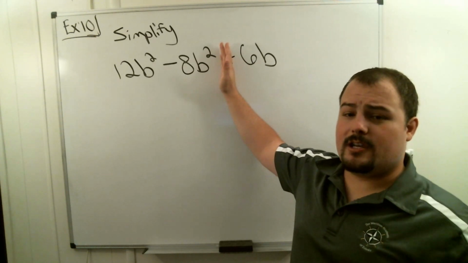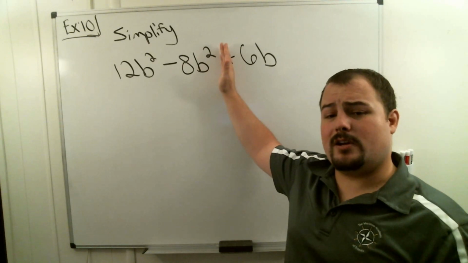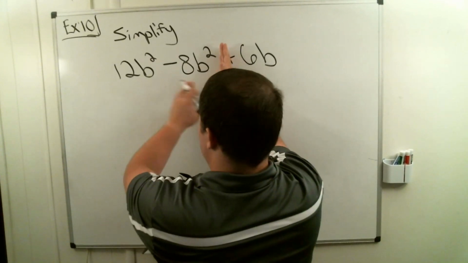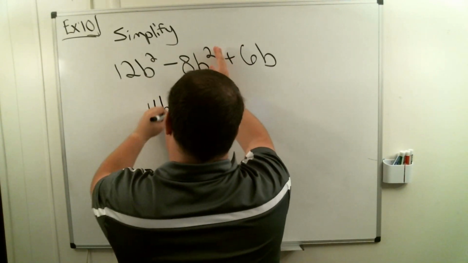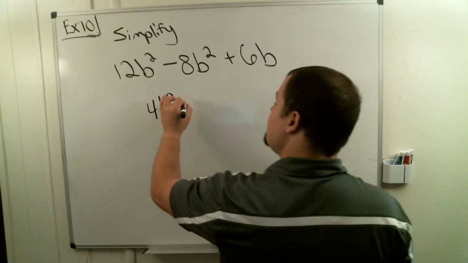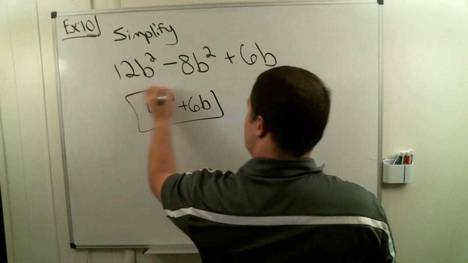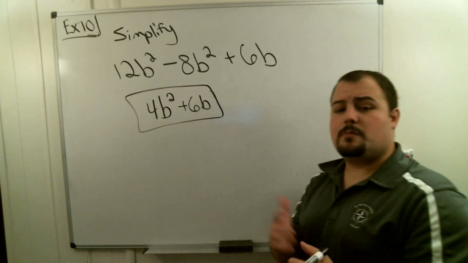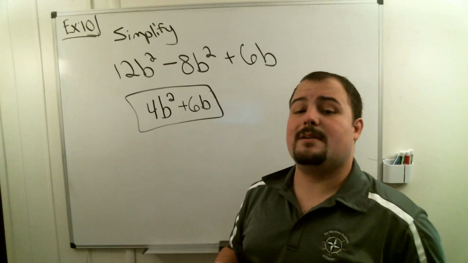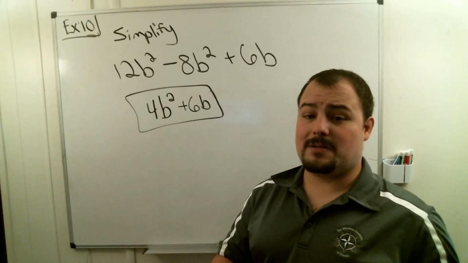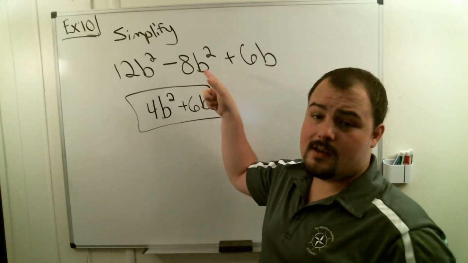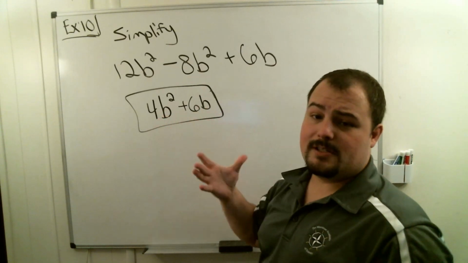If I have 12b squareds and I take away 8b squareds, I still have 4b squareds left. So we're really just focusing on the numbers but keeping the label the same. 12b squared minus 8b squared gives me 4b squared. Now, since this is different, we're just going to bring it down. And this would be our answer. It's 4b squared plus 6b. The only thing that we're able to combine is these two because they have the same exact exponent. Anything that has the same exponent and the same variable are like terms. We can put those together. This is completely different than those b's, so we cannot put this with it. So this is simplest form.